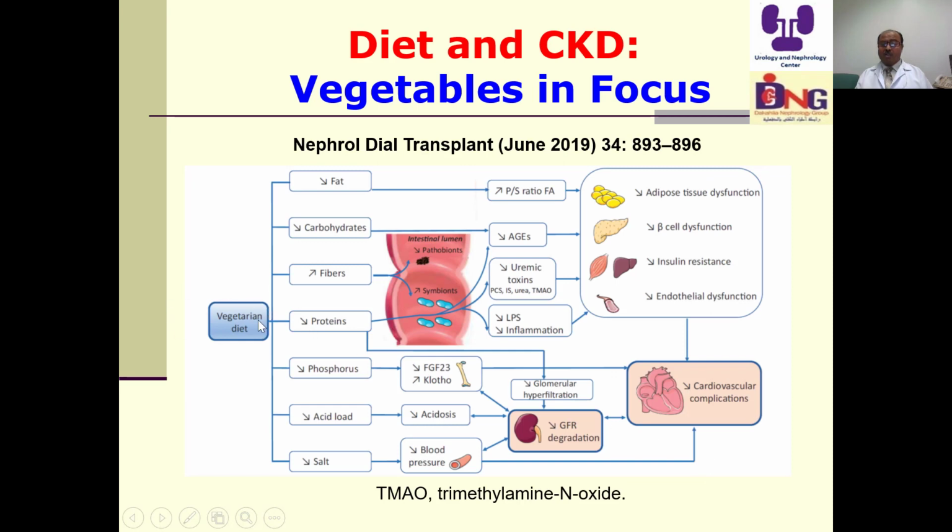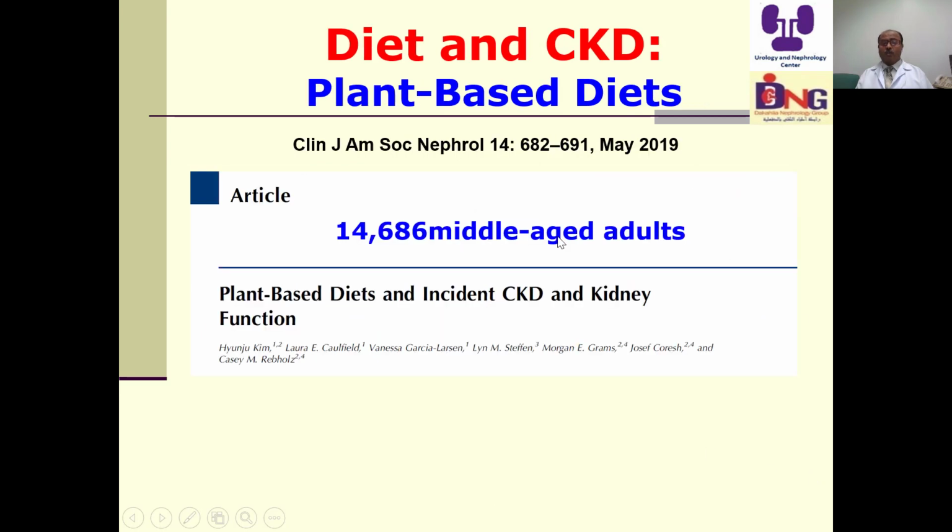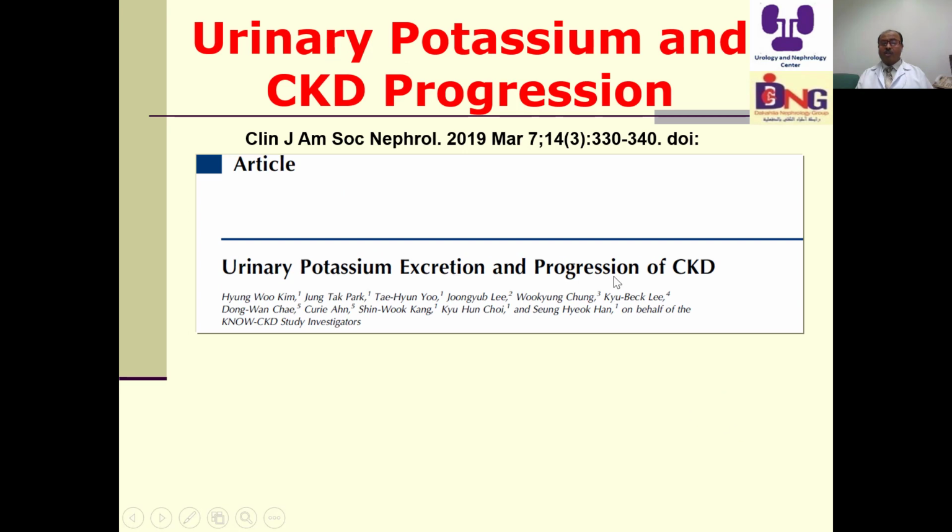So vegetarian diets are associated with low fat, low carbohydrate, high fibers, low protein, low phosphorus, low acid load, low salt. And all these composition points are beneficial to the intestinal gut microbiome, pancreas, heart, and kidney. Again, plant-based diets are associated with more kidney health and reduced CKD progression.